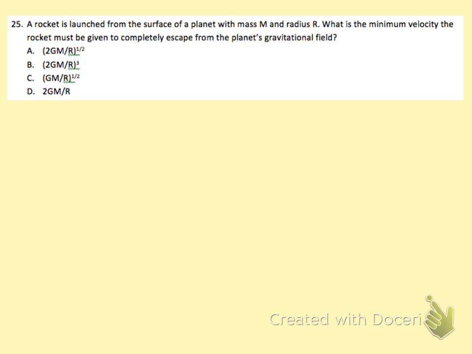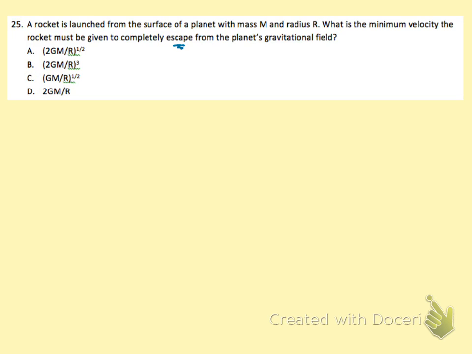Number 25, a rocket is launched from the surface of a planet with mass big M and radius big R. What's the minimum velocity the rocket must be given to completely escape from the planet's gravitational field? So we're really looking for the escape velocity.